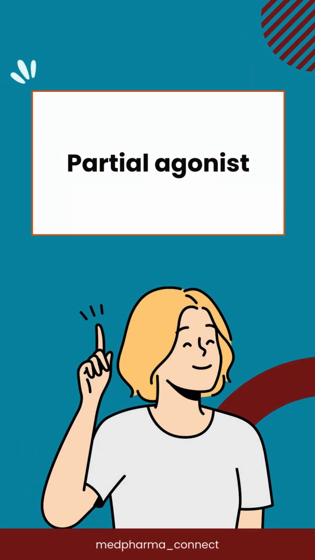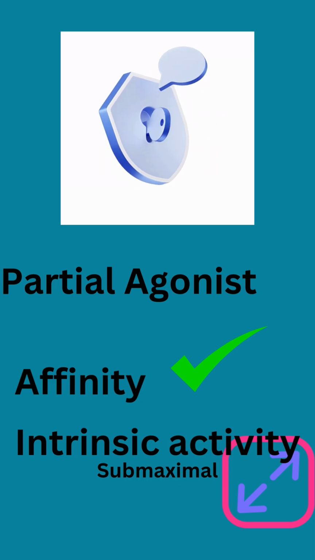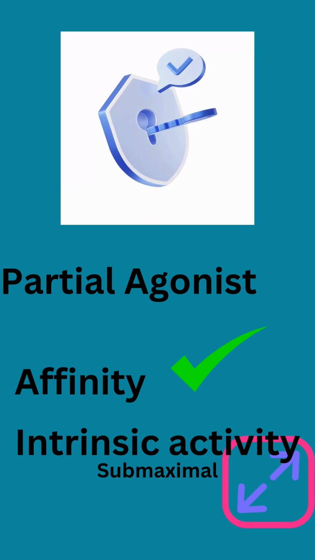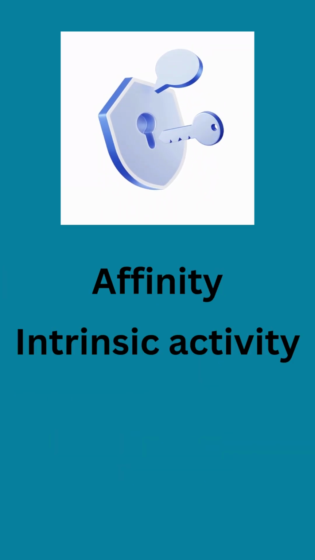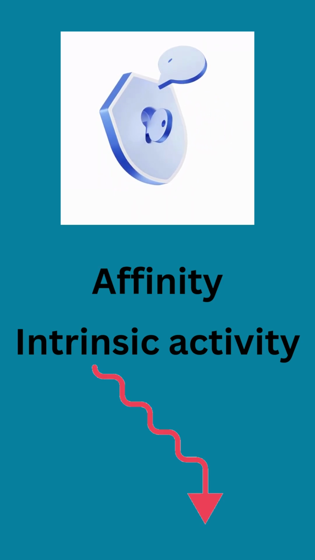Partial agonists: this teacher is qualified and an expert, but in a different subject. They might fill in temporarily. They have teaching skills, but lack specific subject knowledge. They can partially activate learning but not as effectively as a subject matter expert. They're like a key that fits the lock a little bit, allowing it to turn somewhat, but not fully. Limited effect, can even prevent a true expert, full agonist, from teaching if they occupy the classroom.